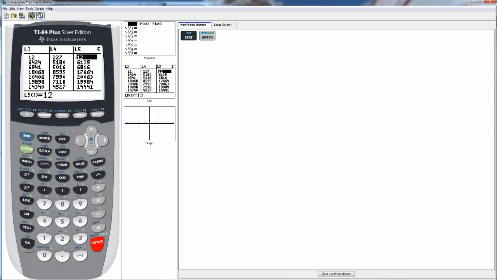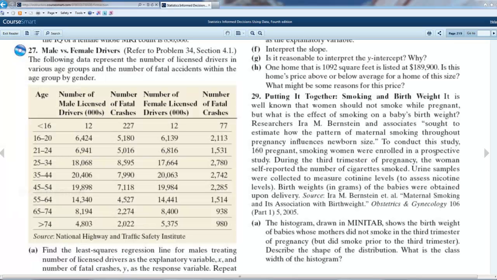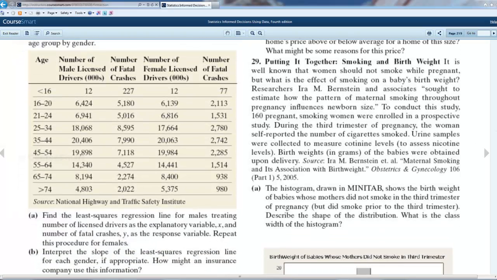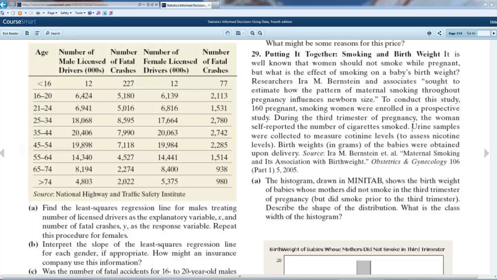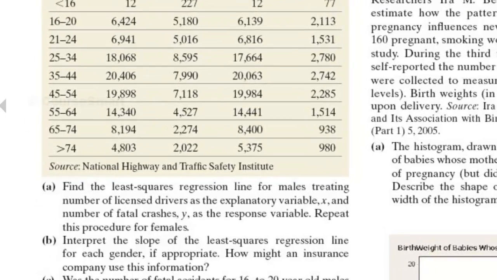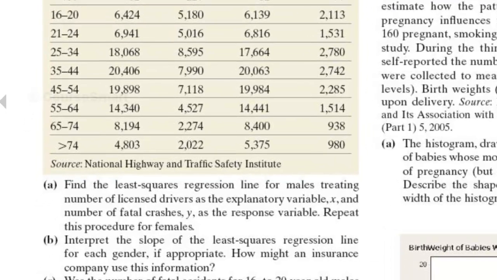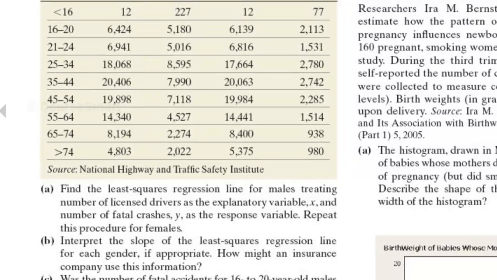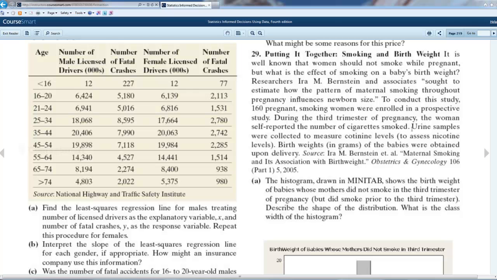And so let's see what we're being asked to do here. In part A, it says to find the least squares regression line for males, treating the number of licensed drivers as the explanatory variable and the number of fatal crashes as the response variable. Repeat the procedure for females. So we're going to do 2 separate regression equations here.